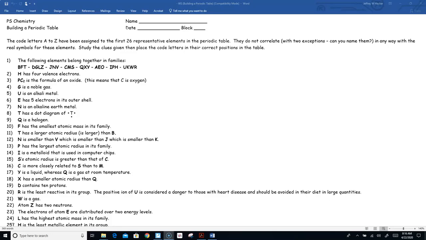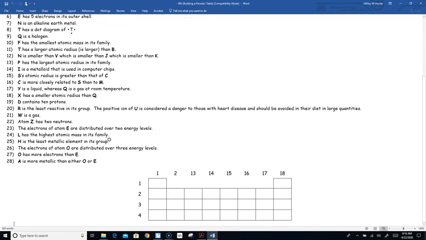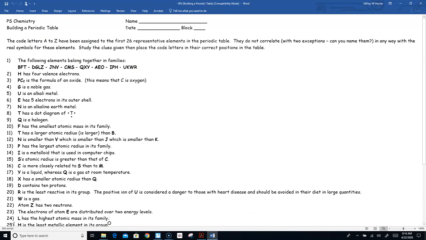and we're going to study the clues given. We're going to place them in a table down here at the bottom and see if we can make sense of this. Here you're going to notice we have a series of 28 clues, and then there's a little table at the bottom. Like I said, I'm going to link you this sheet so you can see it a little better on your machine.